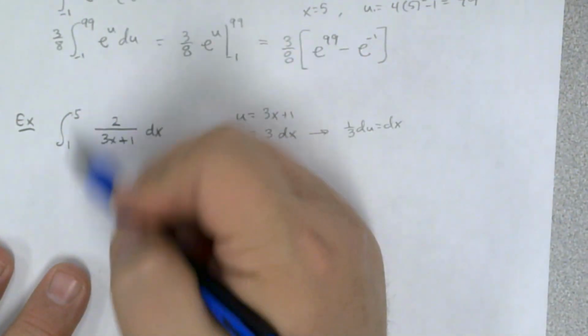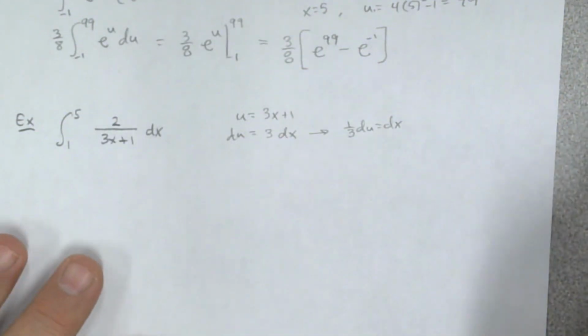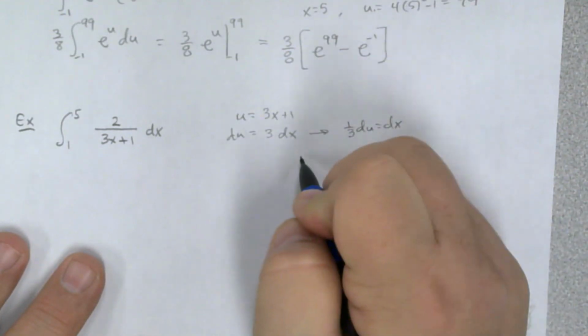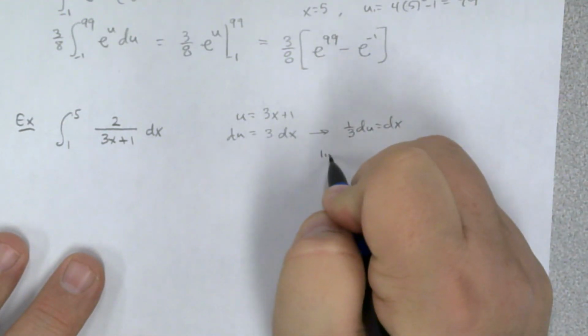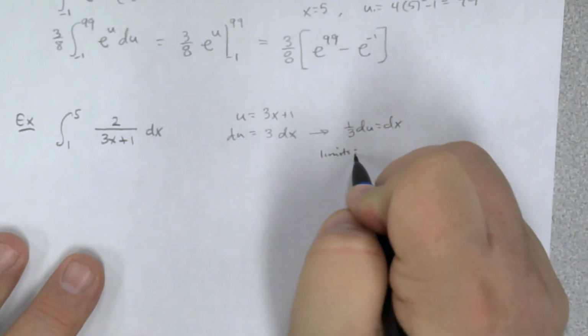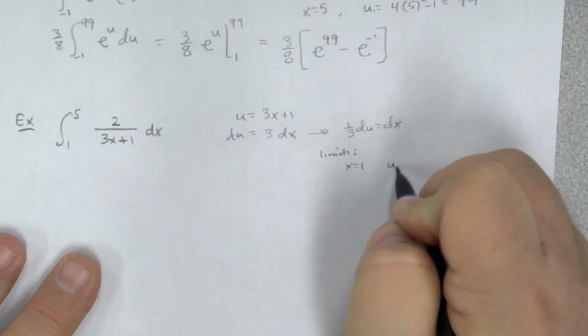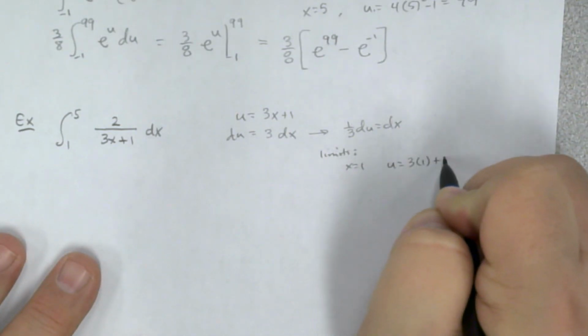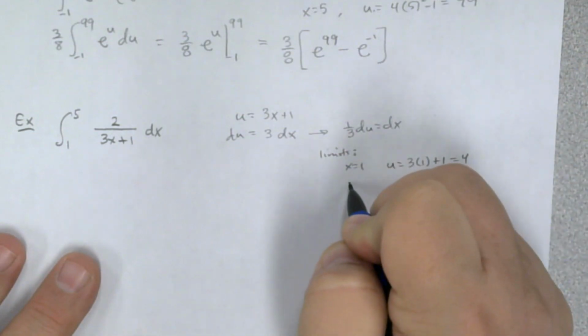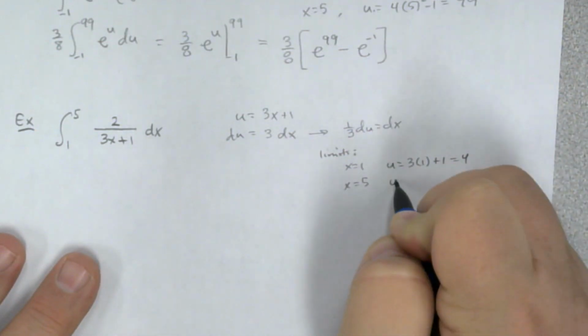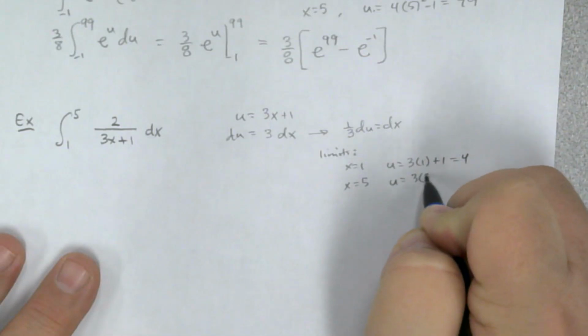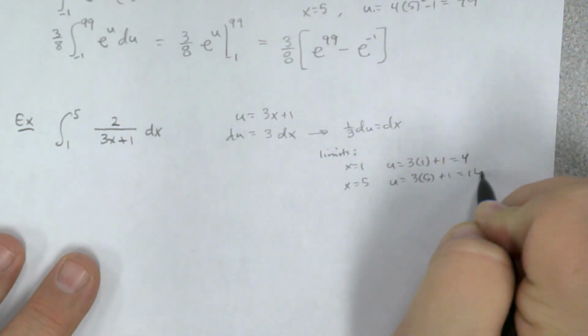I have limits, so I need to change those also. So for my limits, when x equals 1, then u equals 3 times 1 plus 1, which is 4. And when x equals 5, my u is 3 times 5 plus 1, or 16.